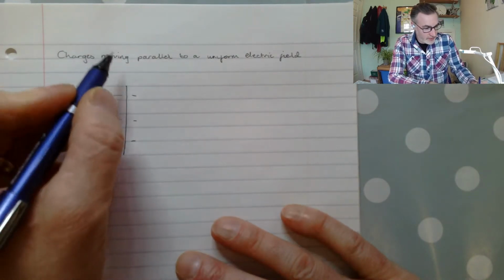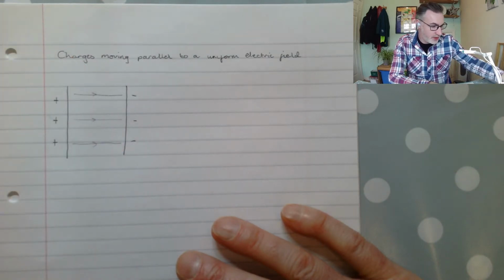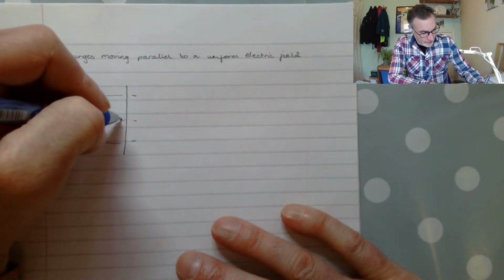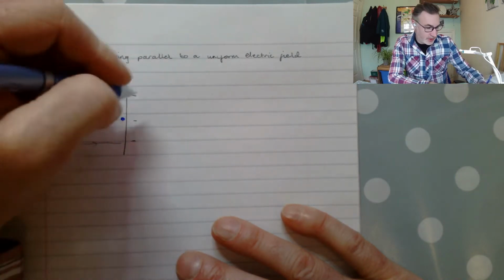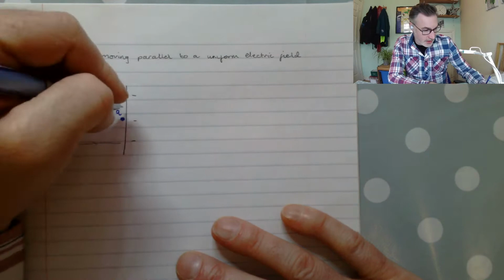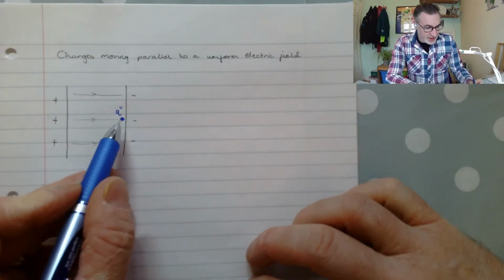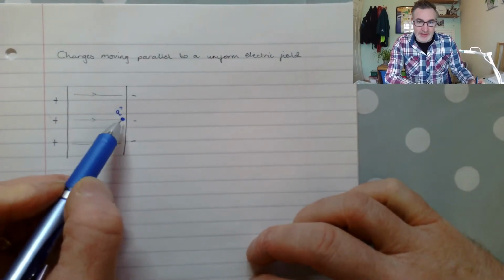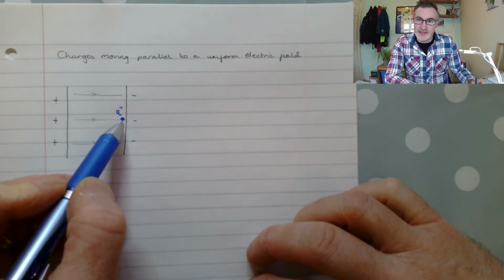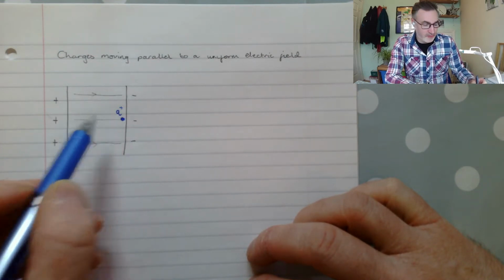If we're going to move a charge parallel to this, we would start with a small charge, and we're going to call this Q. It's not a very good Q. And this is going to be a positive charge. If it's held here, or sitting here right against the negative plate, it's not going to do very much.